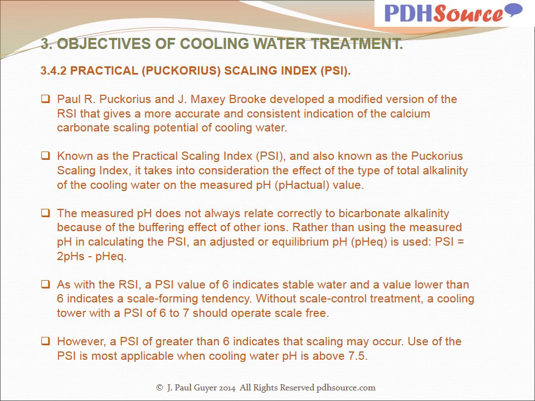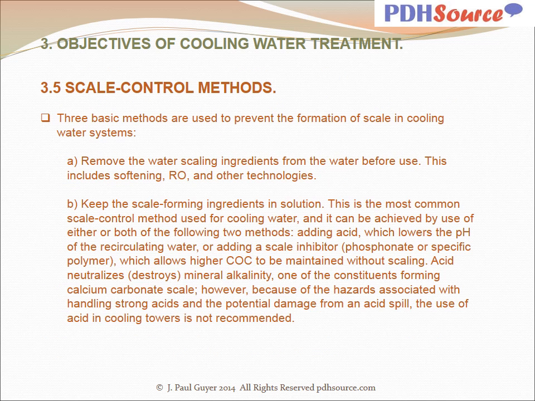As with the RSI, a PSI value of 6 indicates stable water and a value lower than 6 indicates a scale forming tendency. Without scale control treatment, a cooling tower with a PSI of 6 or 7 should operate scale free. However, a PSI of greater than 6 indicates that scaling may occur. Use of the PSI is most applicable when cooling water pH is above 7.5.